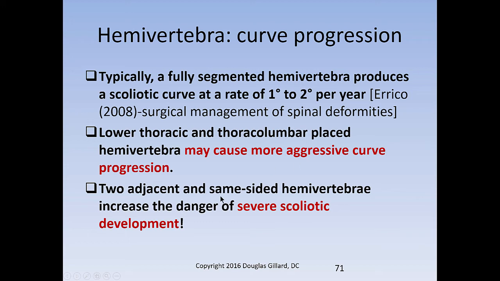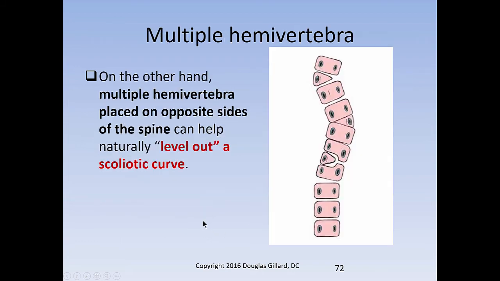Two adjacent same-side hemivertebrae double the danger of severe curves, especially if they're fully segmented. That just makes sense. Multiple hemivertebrae, on the other hand, can sometimes be strategically placed on opposite sides of the spine so that they kind of negate or mitigate the scoliotic curve. So look at this cartoon. Hemivertebrae here on the left, and then starting to curve, and then we have one here on the right.